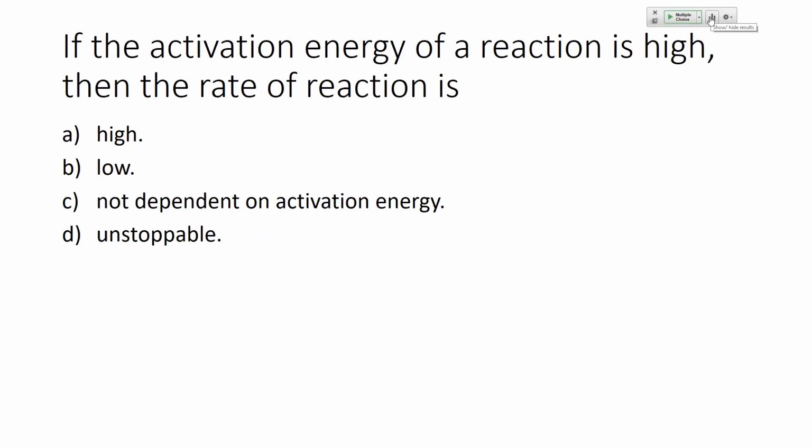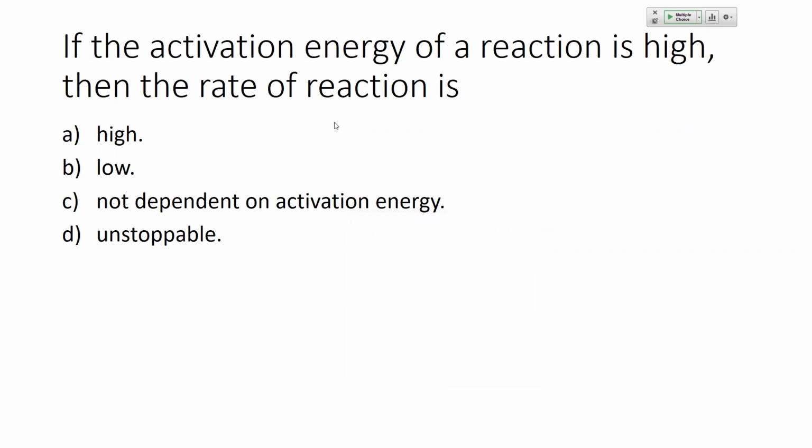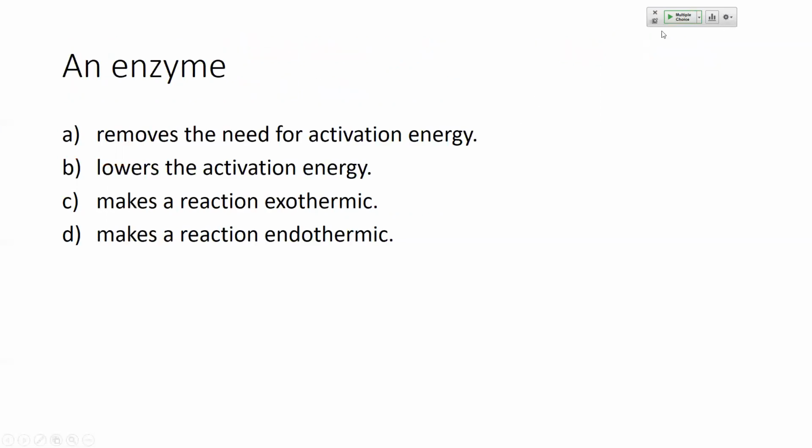Okay, so this one's asking about the activation energy. So a high activation energy is going to have what type of rate of the reaction? Right? Most persons said B, and that's correct. So a high activation energy, meaning that it takes more energy to get the reaction going, so it's going to proceed at a lower or slower rate. And the opposite is true.